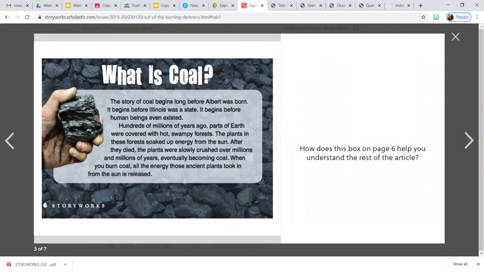Hundreds of millions of years ago, parts of Earth were covered with hot, swampy forests. The plants in these forests soaked up energy from the sun. After they died, the plants were slowly crushed over millions and millions of years, eventually becoming coal. When you burn coal, all of the energy those ancient plants took in from the sun is released.